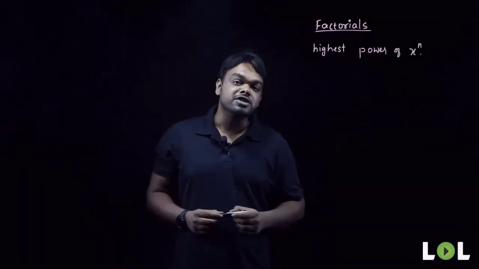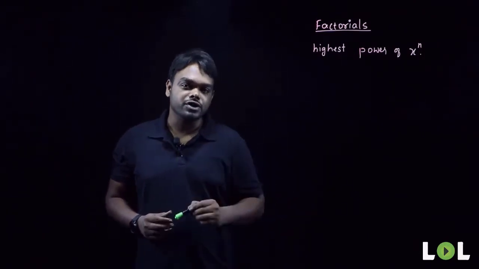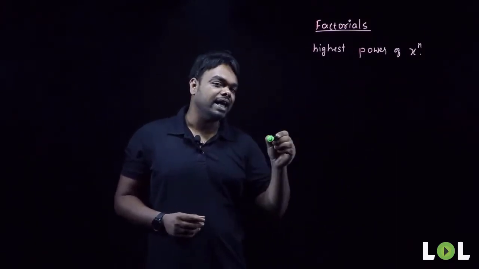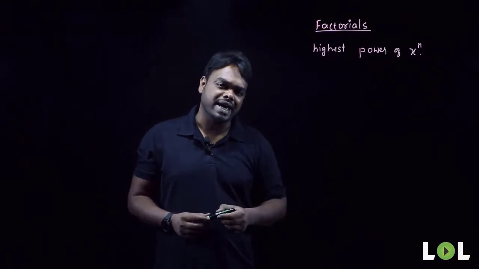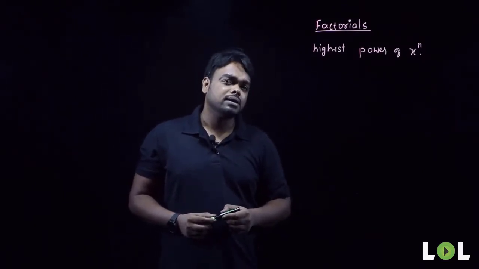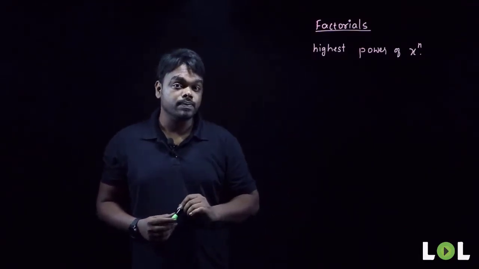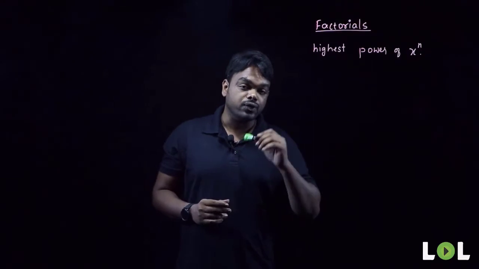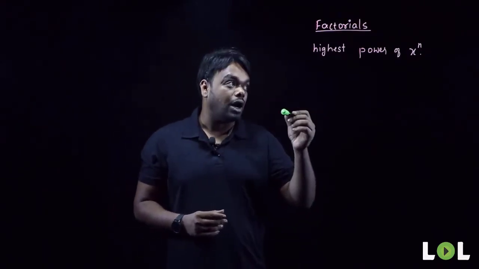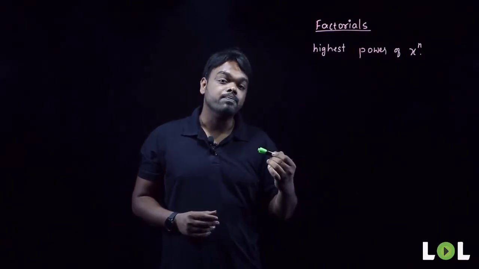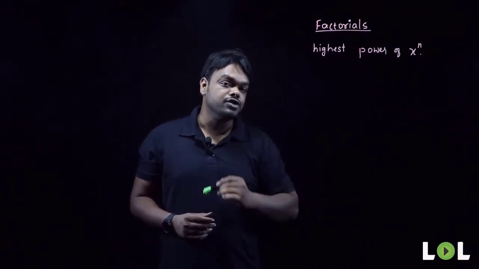Our next interesting concept in the series of number system is factorials. Well, the very common question that you can expect from factorials is the highest power of x^n, where x can be any number like 2, 3, 4, 5, 6, anything. Now, apart from that, another interesting question in the factorials is the number of trailing zeros in any given factorial. Now, for that, first we need to learn how to calculate the highest power of any number, and then we will be leading to the number of trailing zeros in any given factorial.